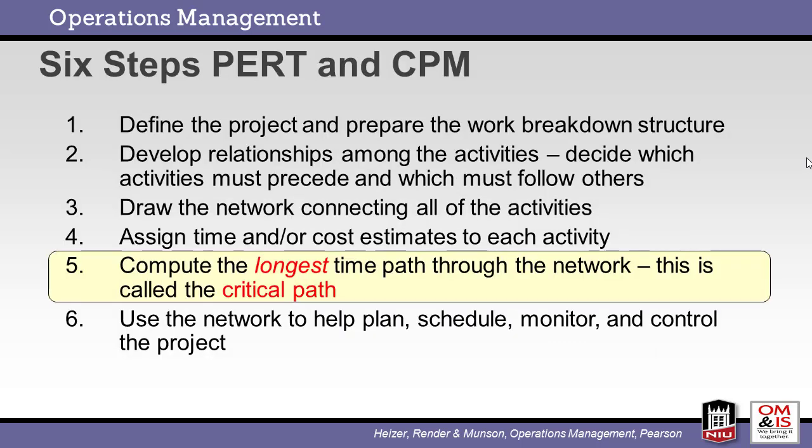Both PERT and CPM use 6 steps to create the project plan network. Activities are defined with descriptions, resources, and timing. They are then linked by their relationships. Next, the critical path is identified. The critical path defines the project's constraints and indicates the longest time path through the network. If the critical path is late, the project will be late. Finally, the network is used to manage the project team.